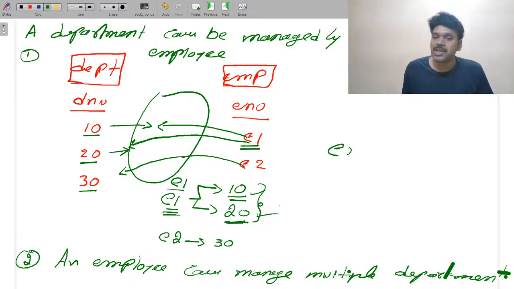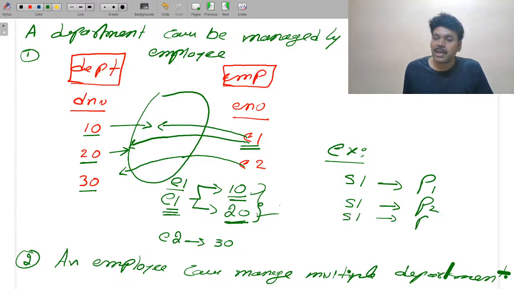We are writing the example once again in such a way: student versus project. A student can do multiple projects. So how am I doing it? E1 is doing project number 10. Student number 1 is managing project number 1, and student number 2 can also run project number 2. Student number 1 can also take another project number 3. Therefore, the occurrence of this S1 can come multiple times with multiple projects.